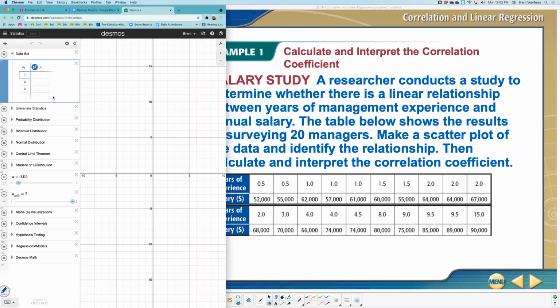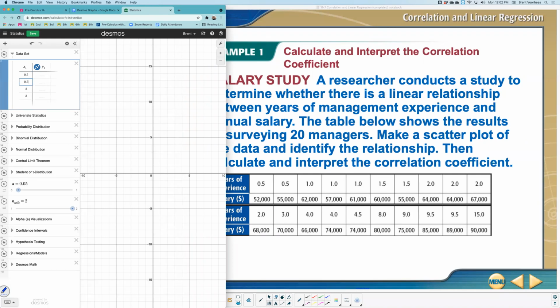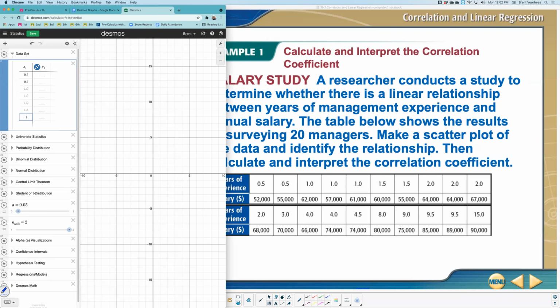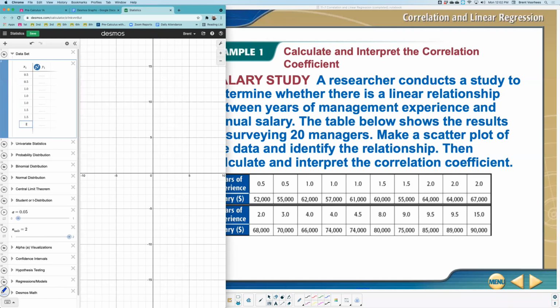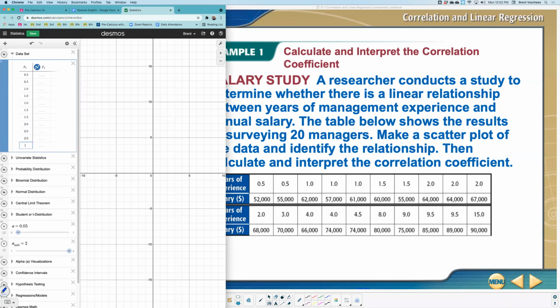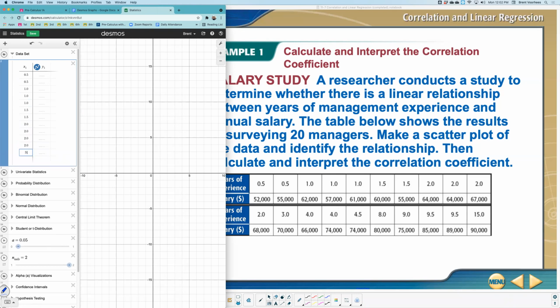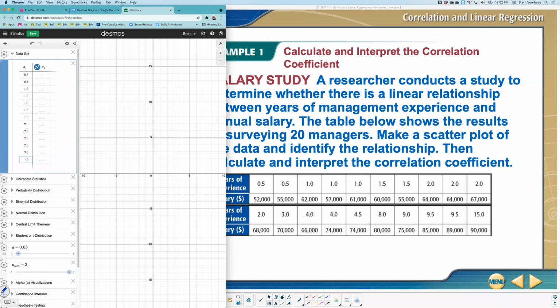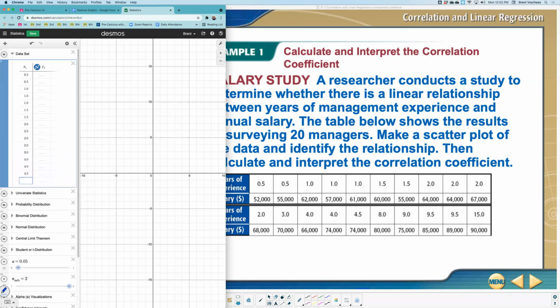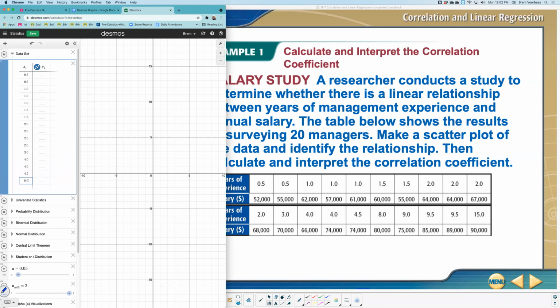What we're going to do is come over to our data set, and I'm going to type in the years of experience in as X. So we have 0.5, 0.5, 1.0, 1.0, 1.0, 1.5, 1.5, 2.0, 2.0, 2.0, another 2.0. So it looks like 4 of those, 3.0, 4.0. By the way, you don't have to type in those 0.0s if you don't want to, but the 0.5s you would.